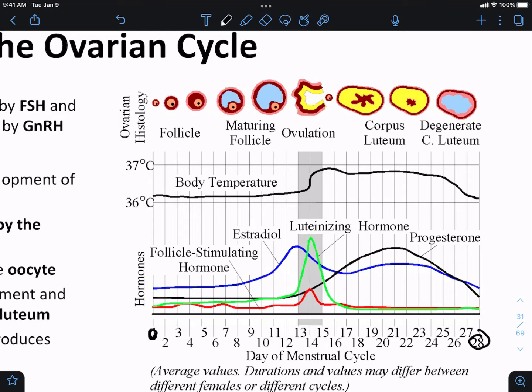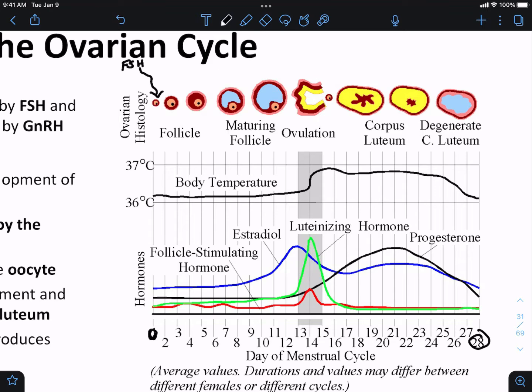The ovarian cycle begins when FSH, and remember FSH is controlled by the release of GnRH from the hypothalamus, stimulates the oocyte. You'll recall that the oocyte is stuck in prophase 1, and now it's going to complete meiosis 1 throughout the ovarian cycle and begin meiosis 2, and then it's going to get stuck in meiosis 2 at metaphase 2. That's what's happening to the oocyte.